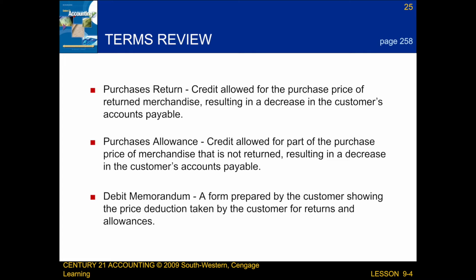Okay, so there are some key terms that I'd like to go over before we start the accounting part of this lesson. A purchases return is credit allowed for the purchase price of returned merchandise, resulting in a decrease in the customer's accounts payable. A purchases allowance is credit allowed for part of the purchase price of merchandise that is not returned, resulting in a decrease in the customer's accounts payable. And a debit memorandum is a form prepared by the customer showing the price deduction taken by the customer for returns and allowances.